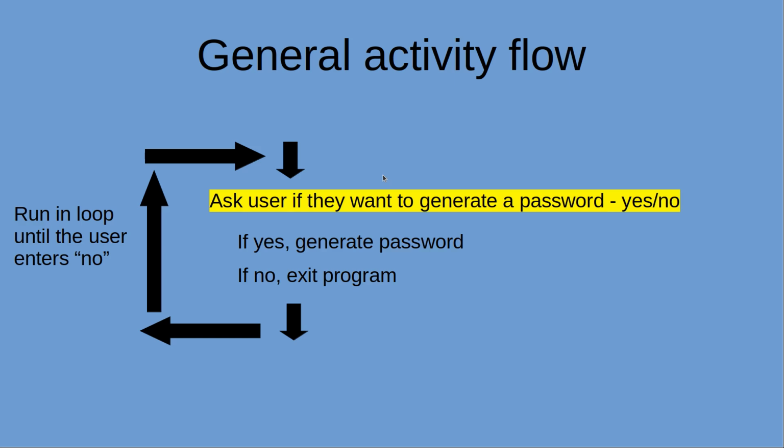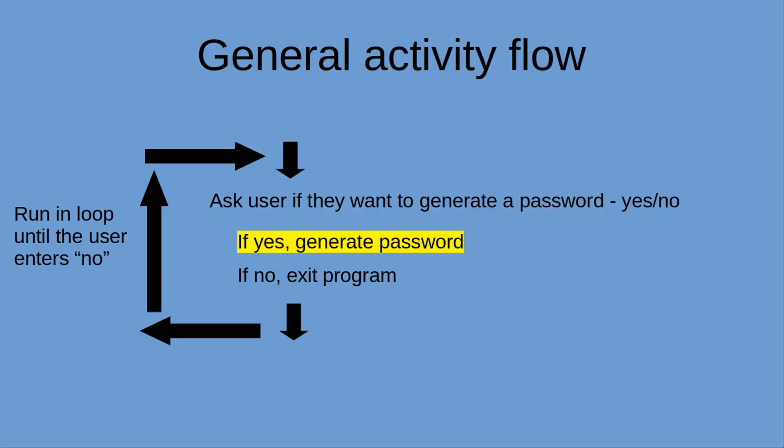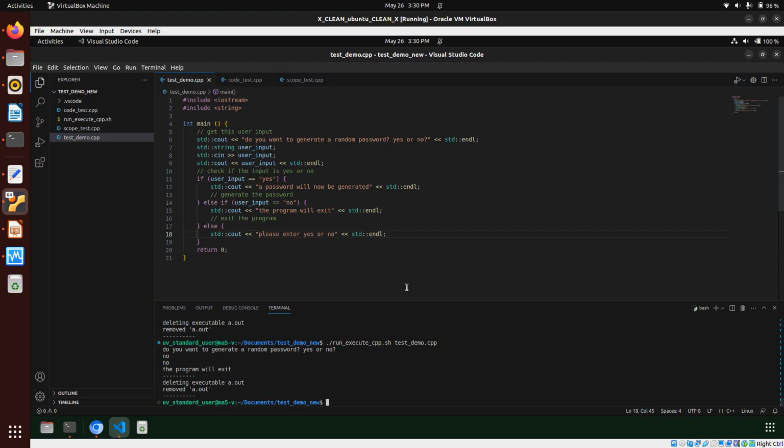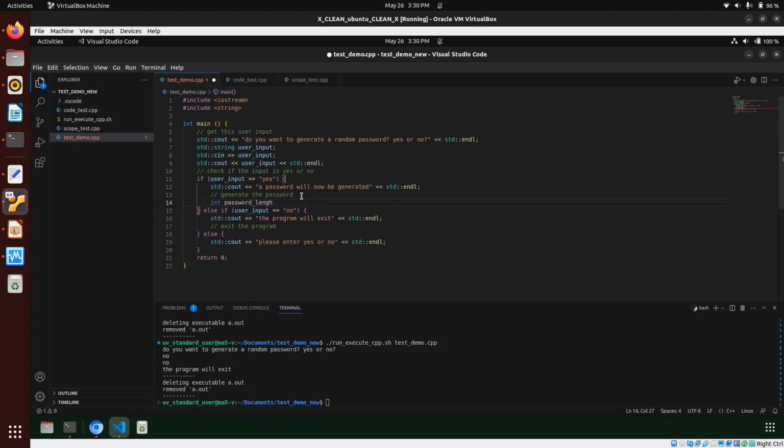Now that I've checked whether the user wants to generate a password, I need to actually generate the password. So, to generate the password, first I have to know how long the password has to be. What I'm going to do is this. I'm going to create an int variable, call it password length, and this will hold the length of the password, as in how many characters the password has to be.